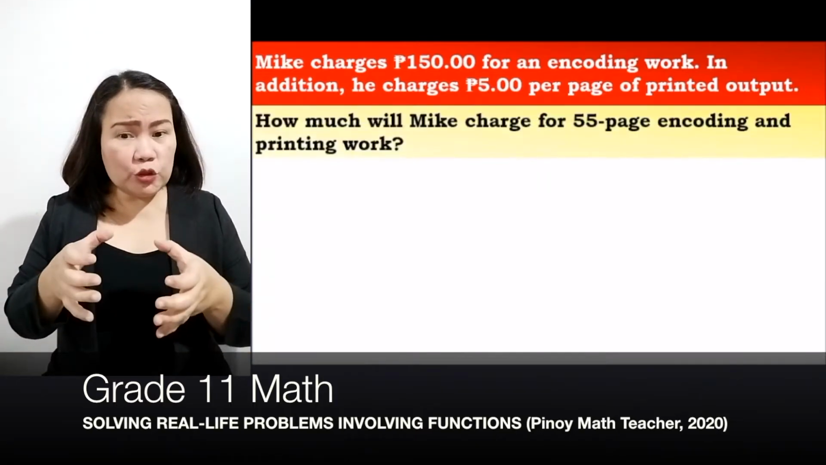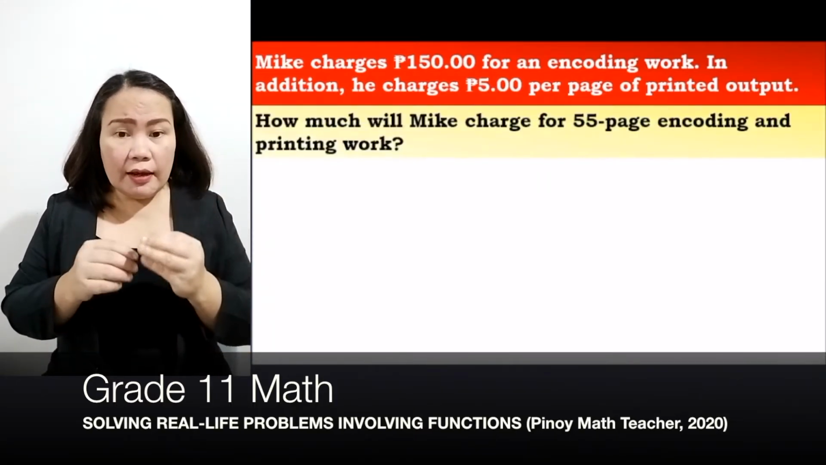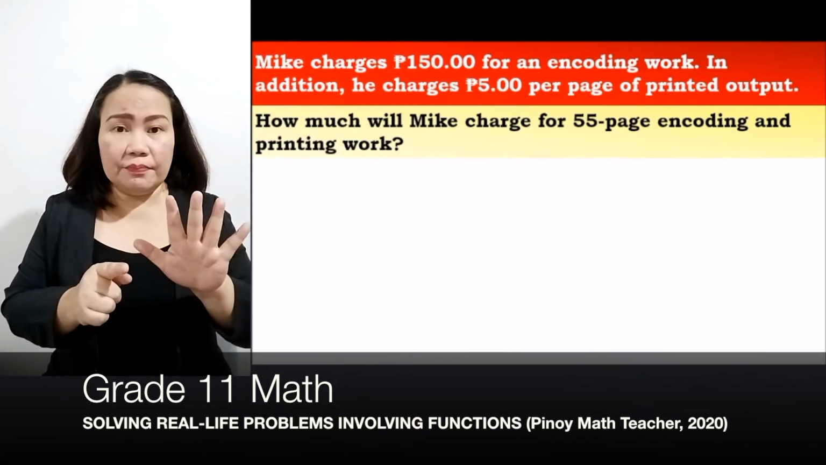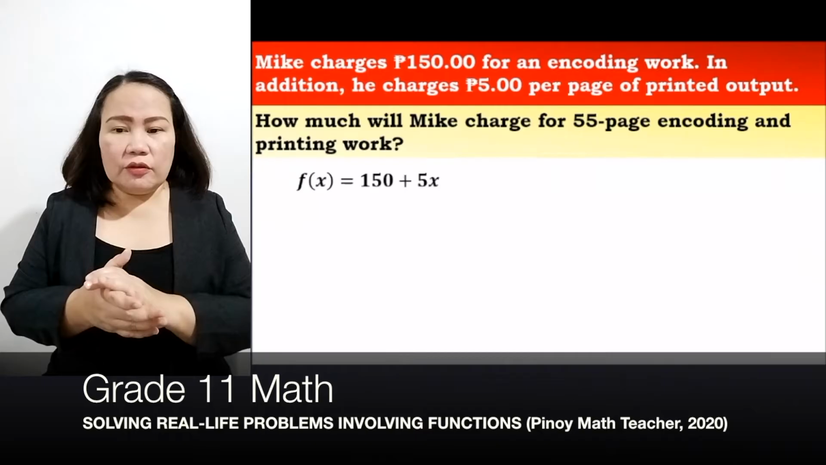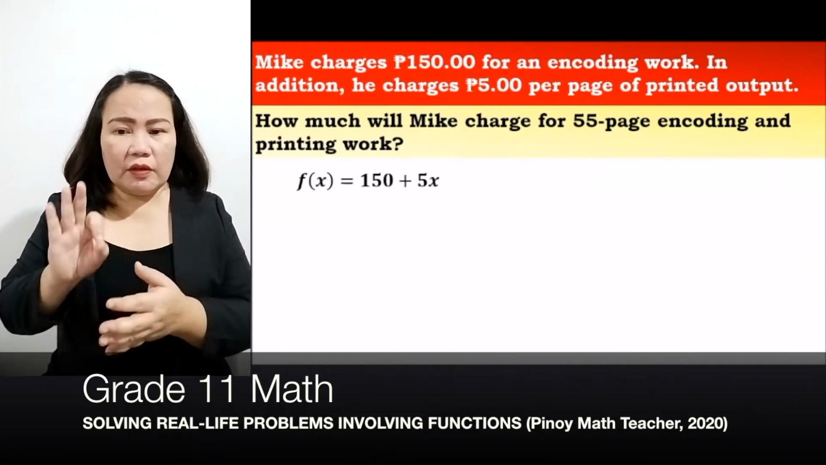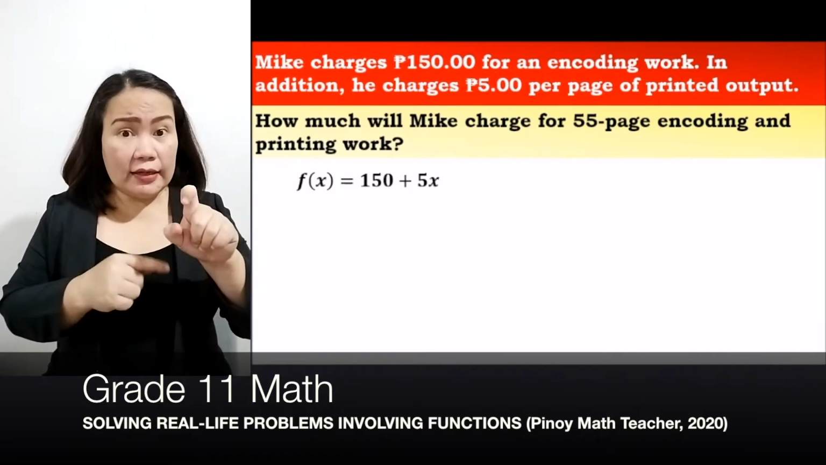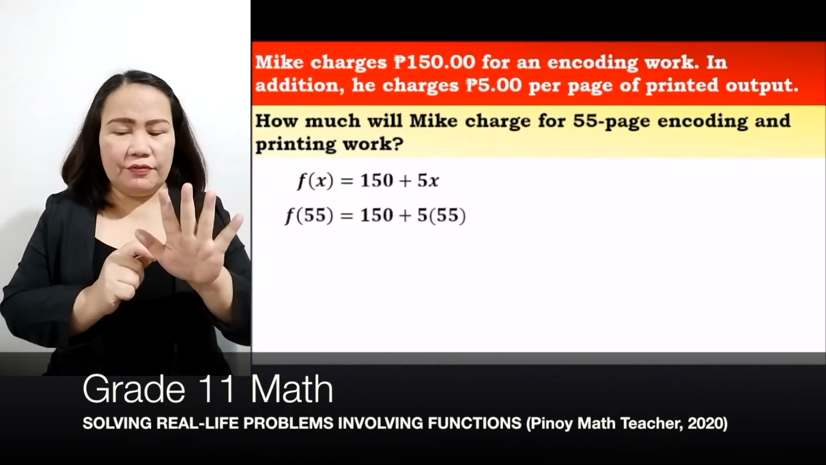How much will Mike charge for 55-page encoding and printing work? X ang nagre-represent sa number of pages na kanyang ipiniprint. So, gamit yung function na f of x equals 150 plus 5x, papalitan natin lahat ng x nito ng 55. So, magiging ganito yan. Okay, next.